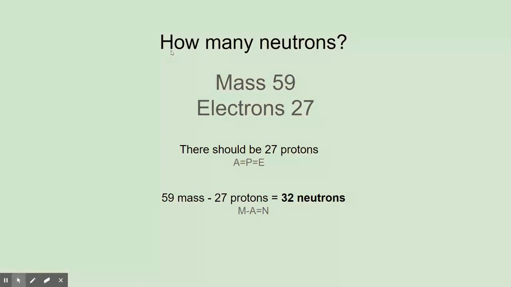But that's not the question. We want to know how many neutrons there are. So we have to do MAN. So we have the mass, it's 59, minus the atomic number, which is going to be the 27, because there's 27 protons. So that means that's the atomic number. So 59 minus 27 means there's 32 neutrons.